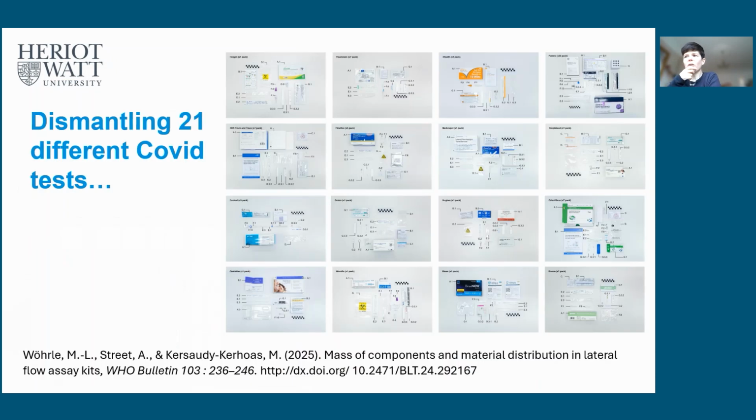Together with a collaborator at the University of Edinburgh, we selected and dismantled 21 different COVID test kits, and we categorized their parts. This work is now published by the WHO Bulletin. In fact, it came out this month. This enabled us to understand the commercial baseline for material usage, and we uncovered huge variations in material usage and really interesting trends.